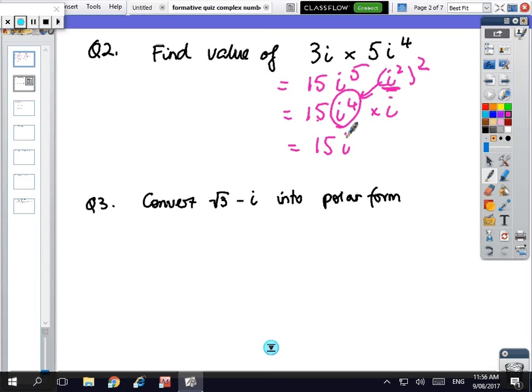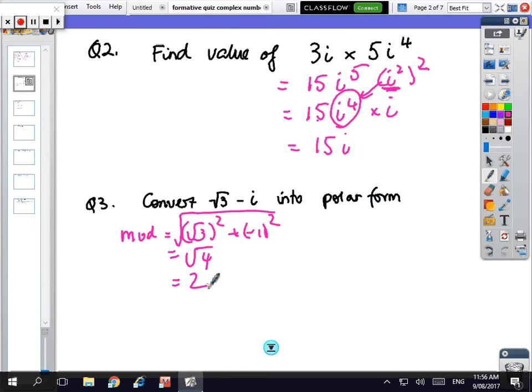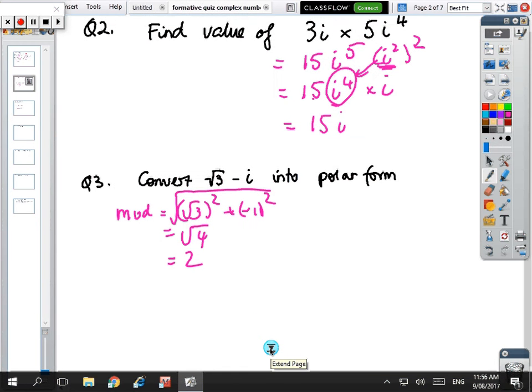Next one, into polar form, so the modulus equals the square root of root 3 squared plus -1 squared, which is, oh no, it is the square root, sorry. So the square root of 4, which is 2, so the modulus, the length, is 2. Okay, argument, tan inverse of -1 on root 3.